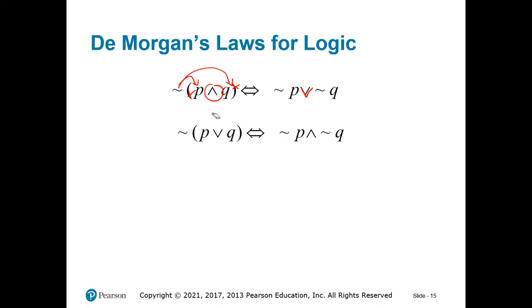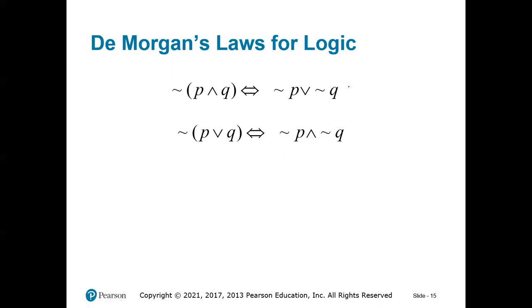So if you look, there's a pattern in these things here. It tells you if you have the negation of two statements connected by and, it is the same thing as the negation of these two statements connected by or. The same thing, if you have two statements connected by the or and the negation of everything, it is the same thing as the conjunction, the and, of the negation of the two statements. And these are known as De Morgan's laws.